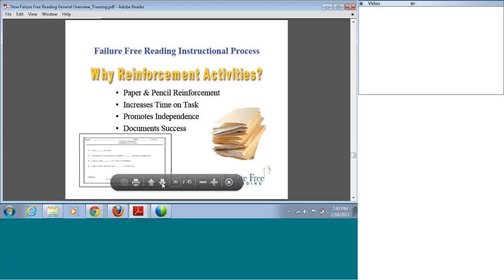Why reinforcement activities? Paper and pencil reinforcement activities are going to contribute to that concern about time on task. These activities are going to promote student independence. These activities are going to document student success. And there are an abundance of independent activities that are available with respect to the Failure-Free Reading program. So when you take a student through a particular story, there may be 9 different activities that you can introduce to the student. You don't have to use all 9, but it's important for you to know that those resources are available.